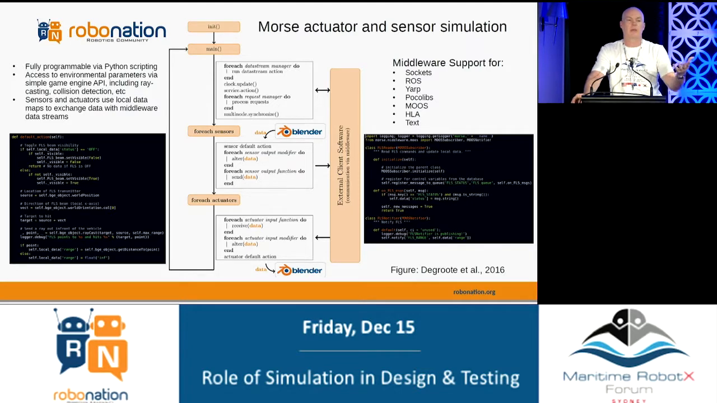And the great thing about this is it's pretty much middleware agnostic. So on the right-hand side, you can put whatever middleware you like. It supports sockets, ROS, YARP, PocoLibs, which I hadn't heard of, MOOS, of course, HLA, and a text mode. Essentially, one side communicates with the other by just sending data through local data maps. So it's kind of a decoupled architecture.